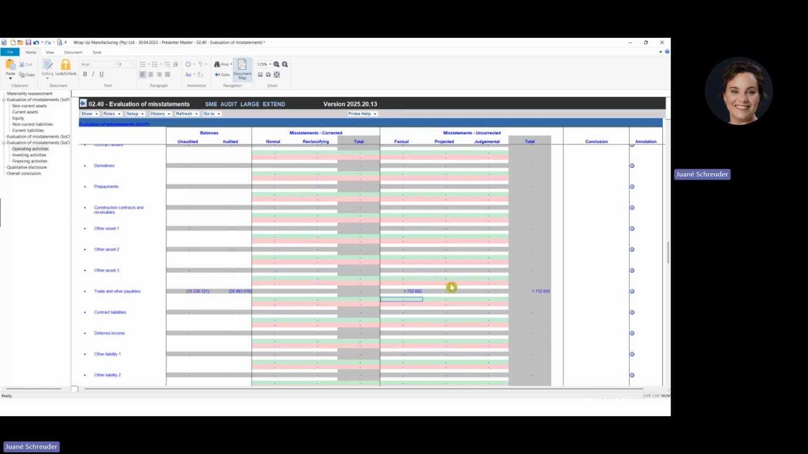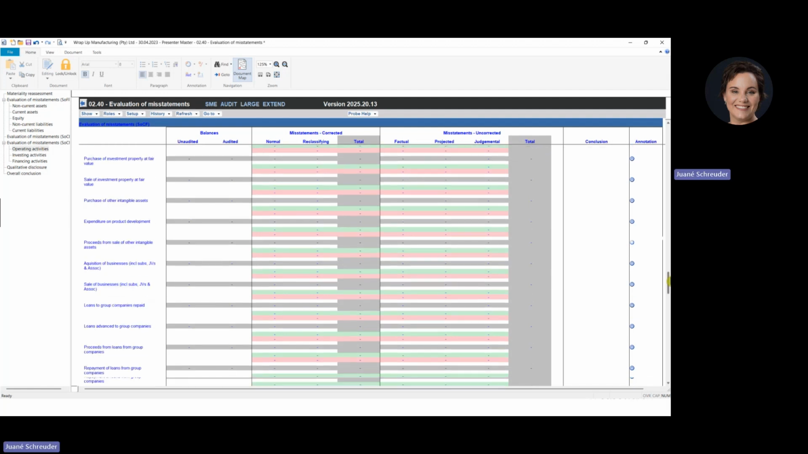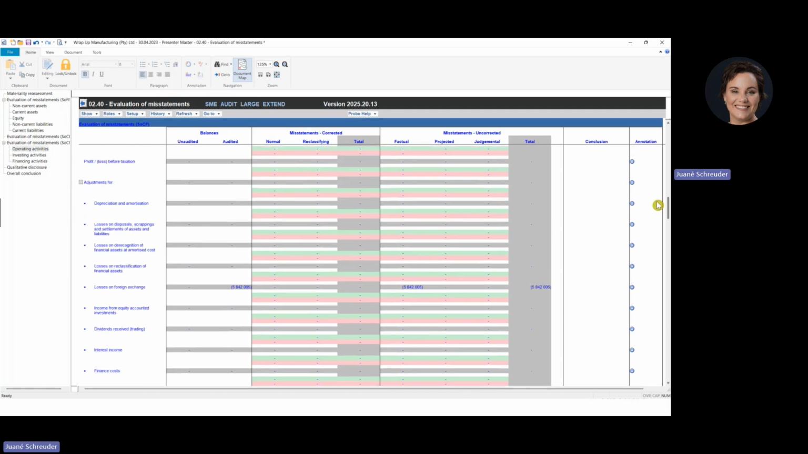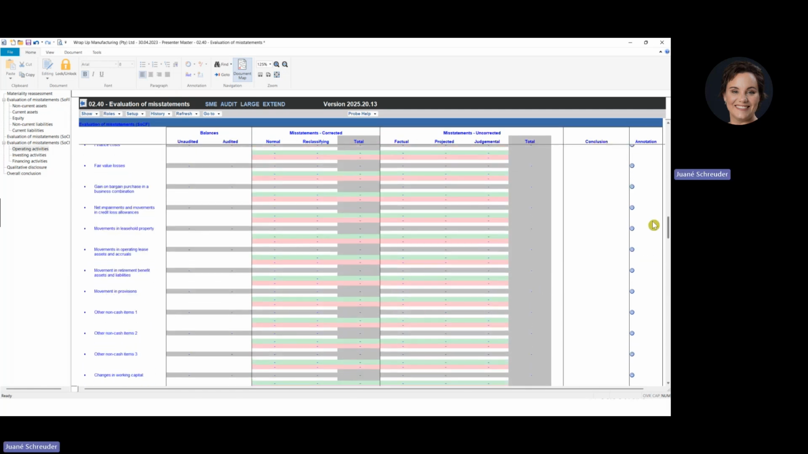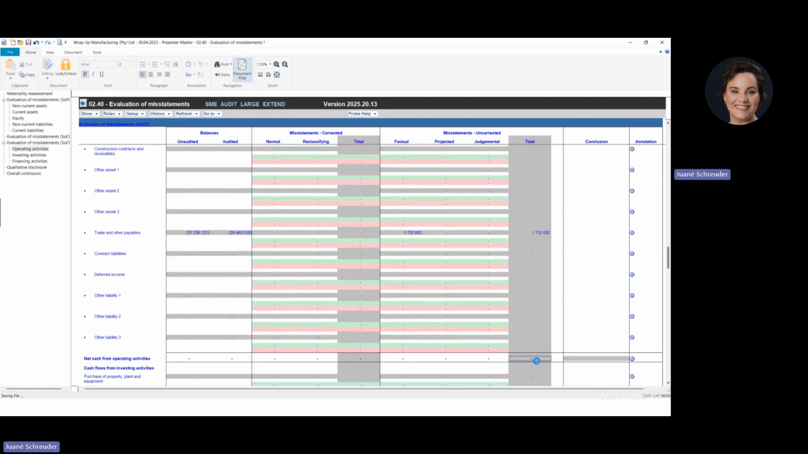Right, and so there at the bottom here, the net from operating activities we can then conclude on. We could also, there was another one where I also thought we could conclude. Oh, you see the net here is 0. So that's why this is 0.